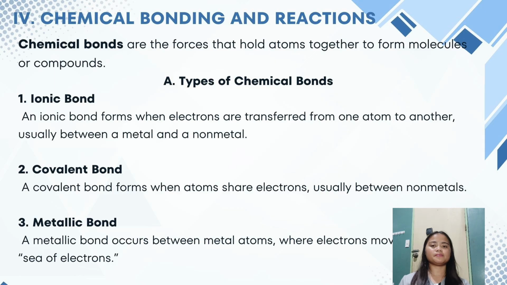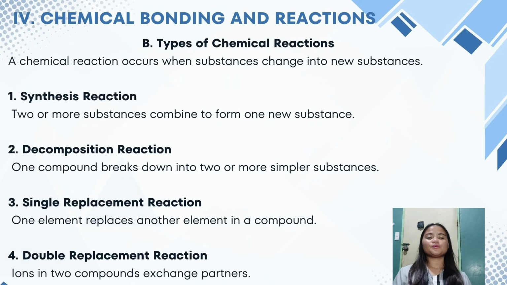A metallic bond occurs between metal atoms, involving their electrons. So there are four types of chemical reactions. Let's talk first about what a chemical reaction is. A chemical reaction occurs when a substance changes into a new substance. For example, baking soda and vinegar, or a coke. If you mix them, a chemical reaction forms.